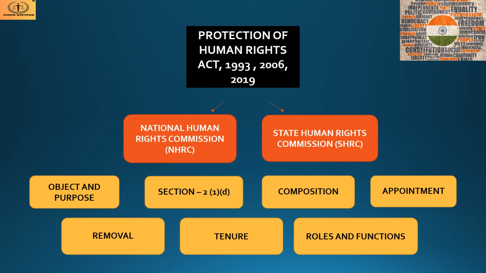And what is the exact definition given under Section 2 Clause 1 Subclause D of the Protection of Human Rights Act, and what is the composition, the appointment and the tenure of the members of the commission, and how the members and the chairman would be removed from the commission, and what are its key roles and functions or the powers of the commission to enforce the human rights in the country.